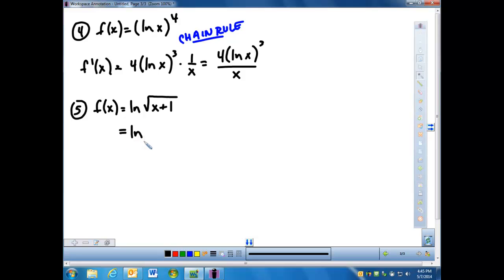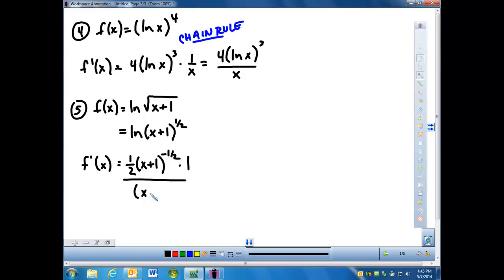So I'm just going to rewrite that as x plus 1 to the 1/2. And now I'm going to chain rule this again. So I'm doing some rewriting here. Sometimes you can rewrite it and it will make it a little bit easier. So if I chain rule this right now, that would be 1/2 times the inside part to the negative 1/2 times the derivative of the inside part, which is just 1. I'm going to put all of that over x plus 1 to the 1/2.